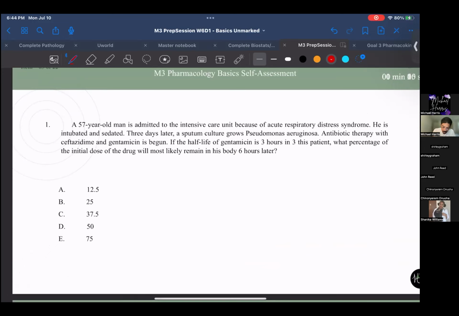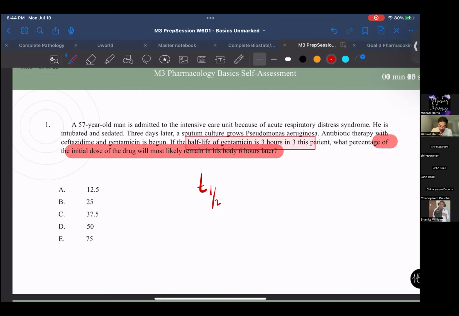Now, next question. They're asking you, what percentage of the initial dose of the drug will most likely remain in his body 6 hours later? So what are they asking for here? They want to know how much drug is going to be left in his body after 6 hours. So what do they want to know? The half-life. Perfect. Yes. They want you to use the half-life to find out how much drug is left. Now, the half-life of the drug, gentamicin, is 3 hours.